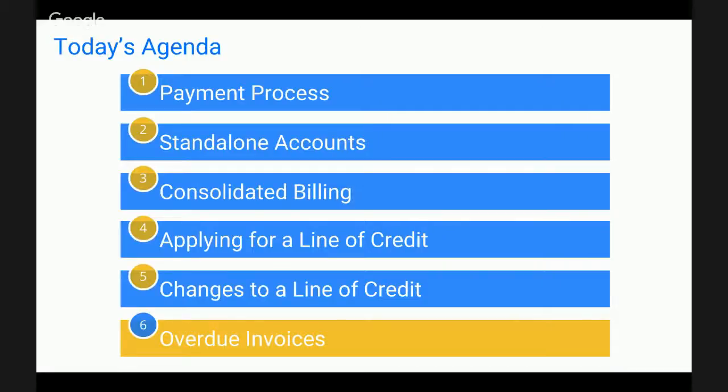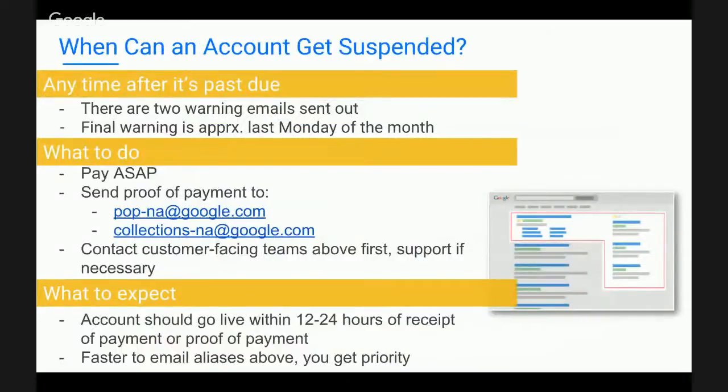Okay, so the fun stuff, overdue invoices. I would bet that 95% of everybody that's watching right now has had an account go dark due to going to collections. Technically, an account could get suspended anytime it's past due. If you have 30-day net payment terms and you pay the invoice on day 31, that account is eligible for suspension.